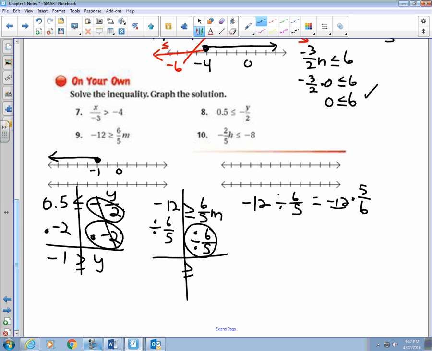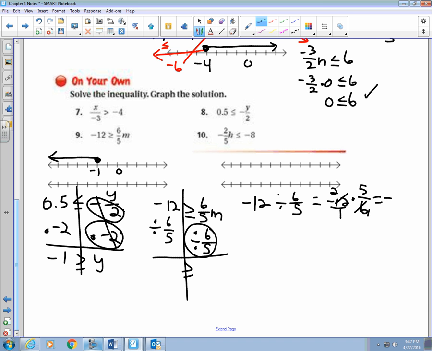I'm going to put my -12 over 1 to make it a fraction times a fraction. And if I can, I'm going to cross cancel. So I know a negative times a positive is going to be a negative answer. And then I look at this 6 and the 12, and I can cross cancel them. They both can be divided by 6. So 6 divided by 6 is 1. 12 divided by 6 is 2.